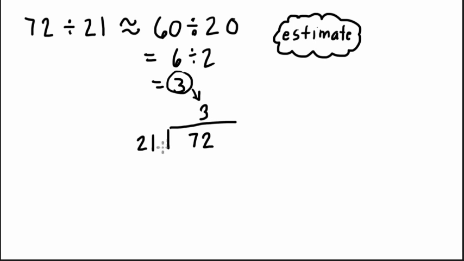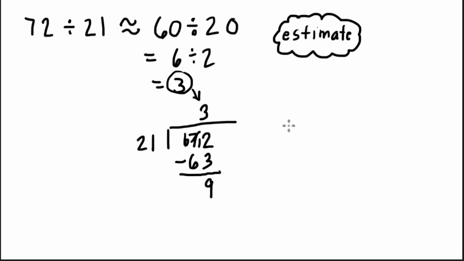So then you ask yourself, well, what's 21 times 3? So maybe you have to do a little math if you can't do it in your head. But in this case, 21 times 3 is 63. And then I just subtract. And as long as my remainder is not bigger than my divisor, everything should be good. So in this case, we can borrow from there. And we get a remainder of 9.